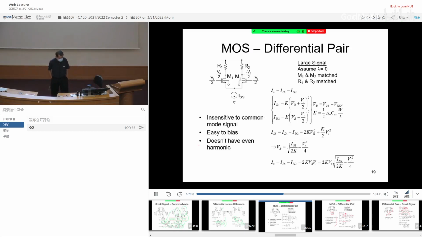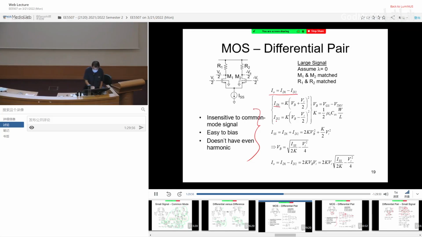Okay, let's resume. Today's lecture might drag a little bit, just bear with me. MOSFET differential is very similar to BJT, so I probably want to go faster. Same thing, all these advantages, but let's look at how to derive the current. I_out is still defined as the drain current difference.